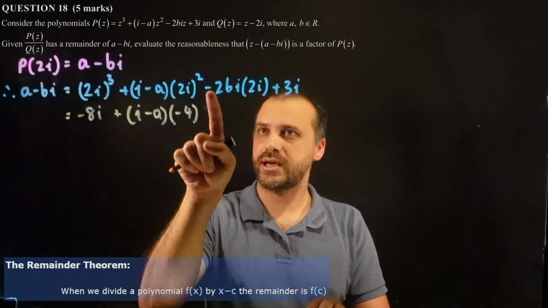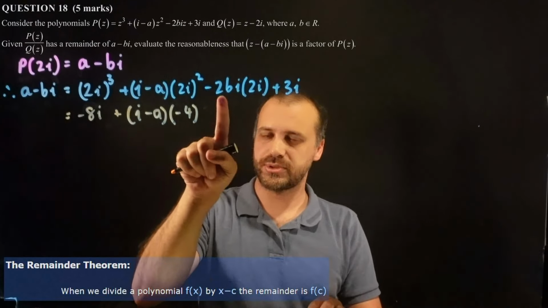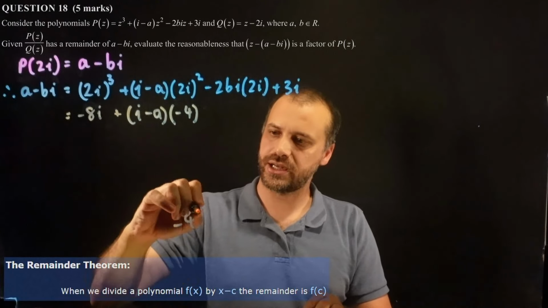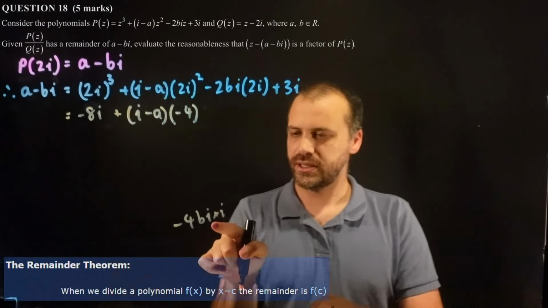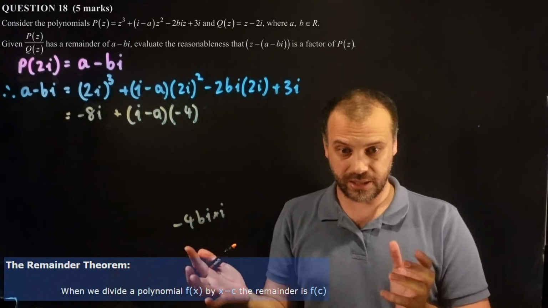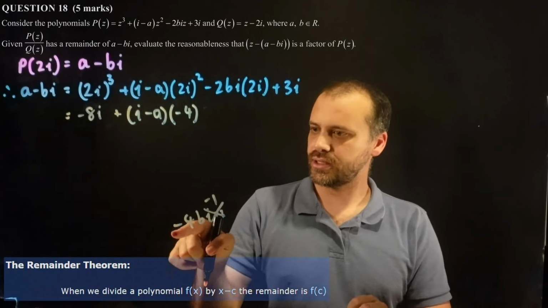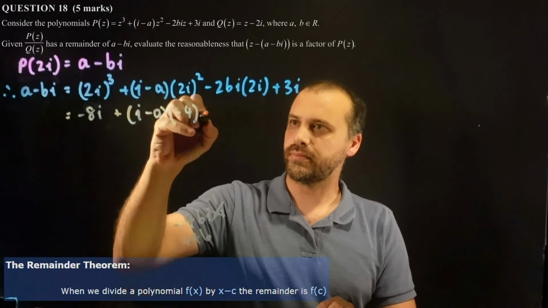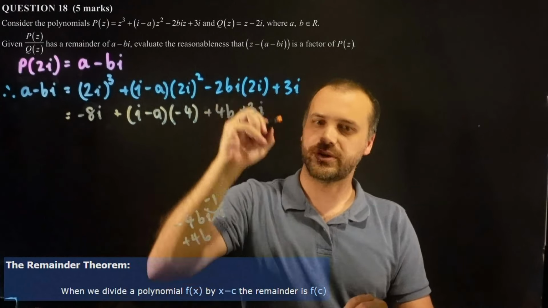So we've got negative 2bi times 2i. So the 2 times 2 makes 4. So now I have negative 4bi, but then I'm multiplying by another i. So this i times i makes negative 1. So this becomes negative 1. Negative 4b times negative 1 makes positive 4b. And finally, I've got this 3i on the end.